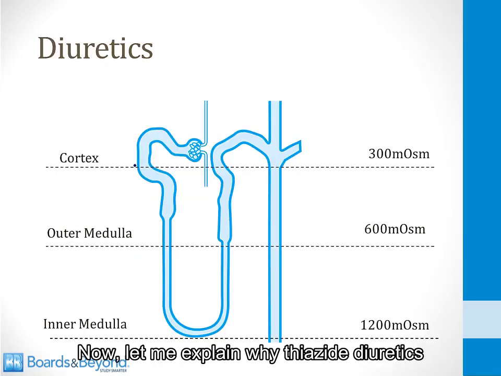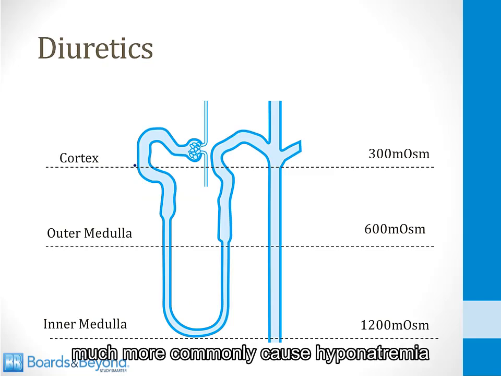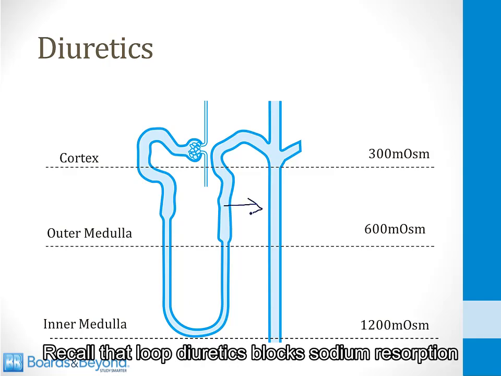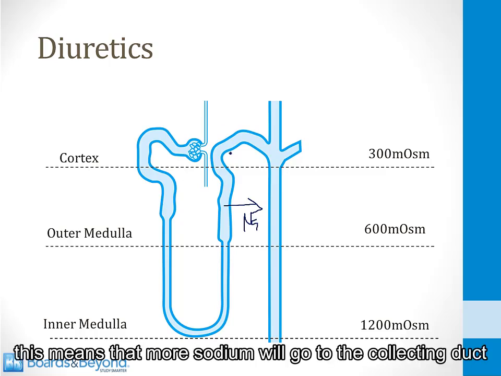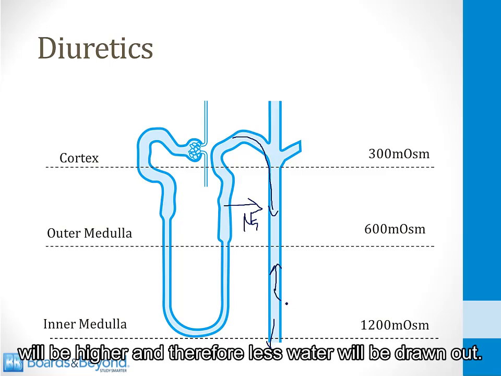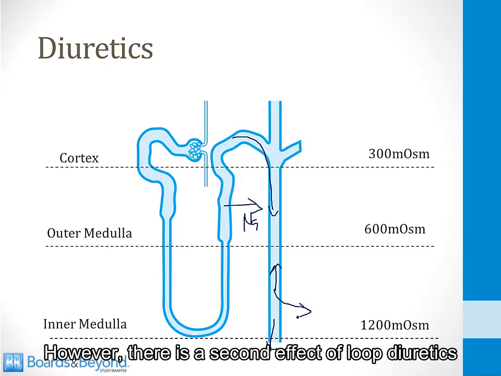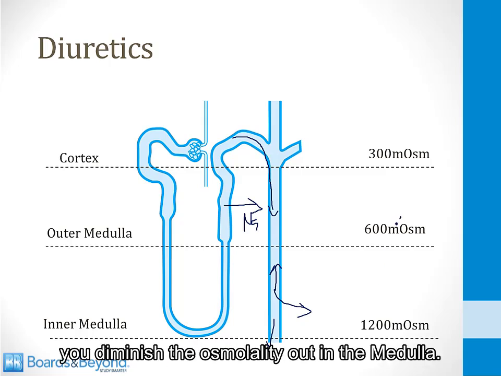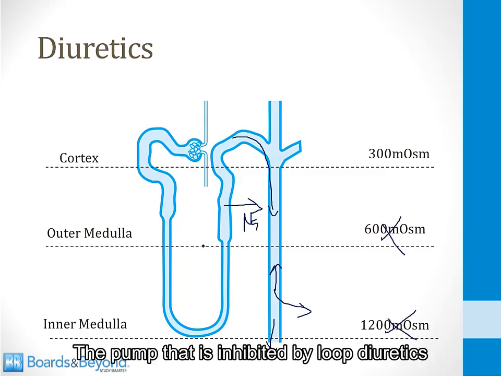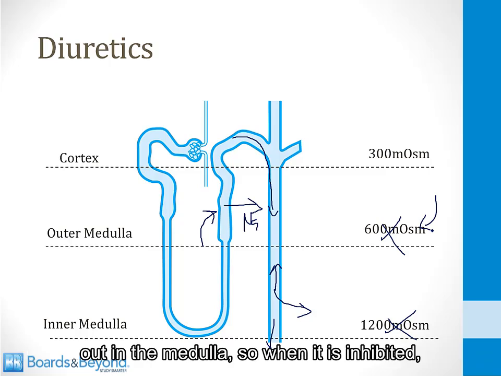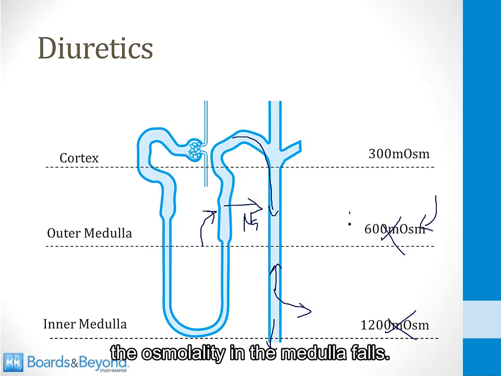if it improves. Now let me explain why thiazide diuretics much more commonly cause hyponatremia compared to loop diuretics. Recall that loop diuretics block sodium resorption in the thick ascending limb. This means that more sodium will go to the collecting duct and therefore go out in the urine. It also means that the osmolality in the collecting duct will be higher and therefore less water will be drawn out. However, there is a second effect of loop diuretics that you need to always remember, and that is that when you administer a loop diuretic, you diminish the osmolality out in the medulla. The pump that is inhibited by loop diuretics is responsible for maintaining much of the high osmolality out in the medulla. So when it is inhibited, the osmolality in the medulla falls.